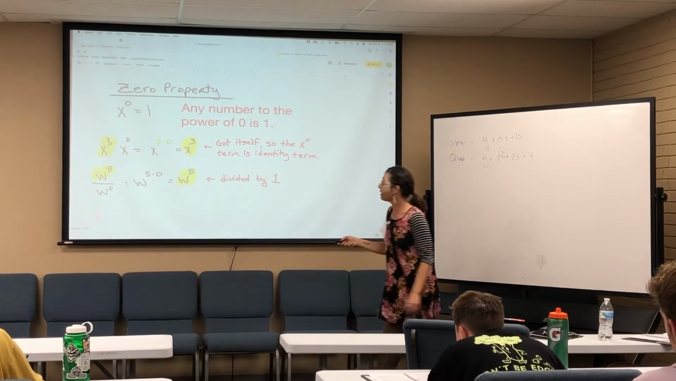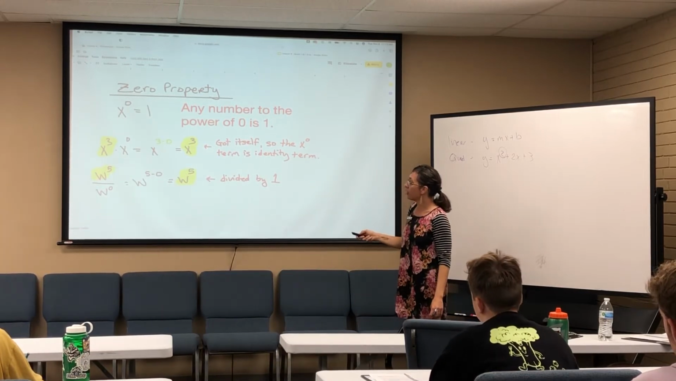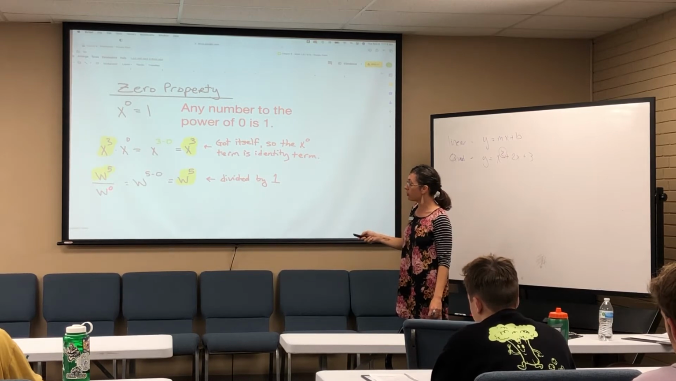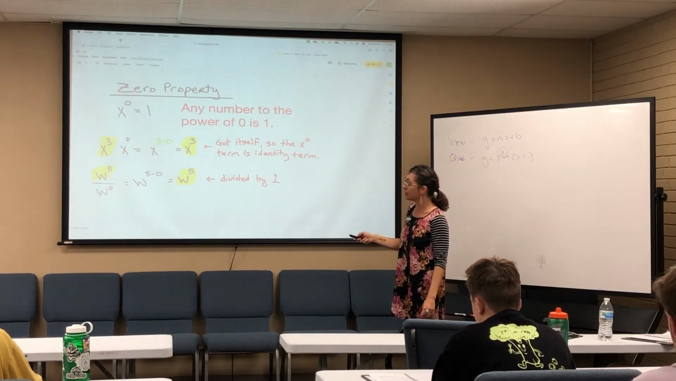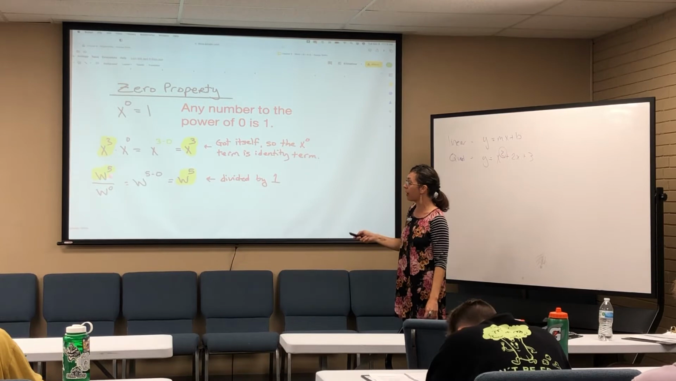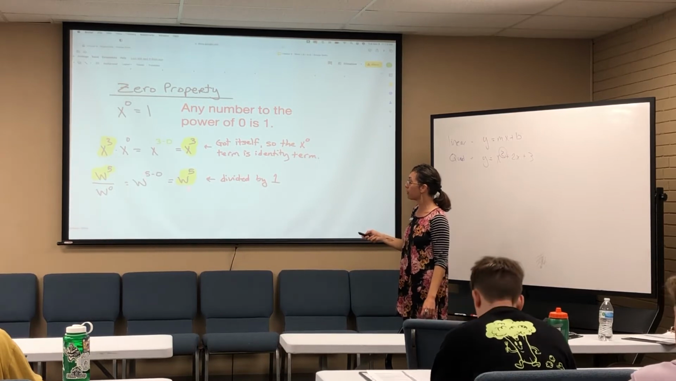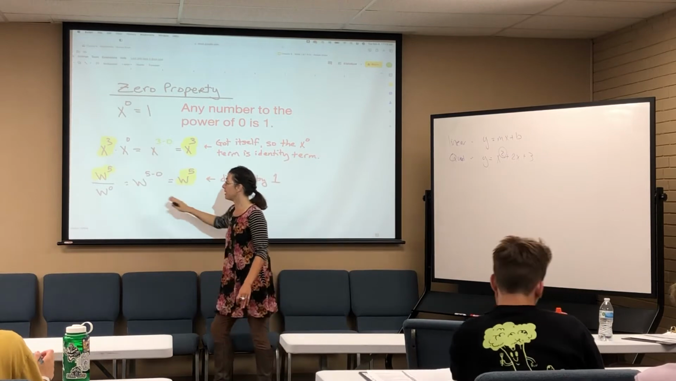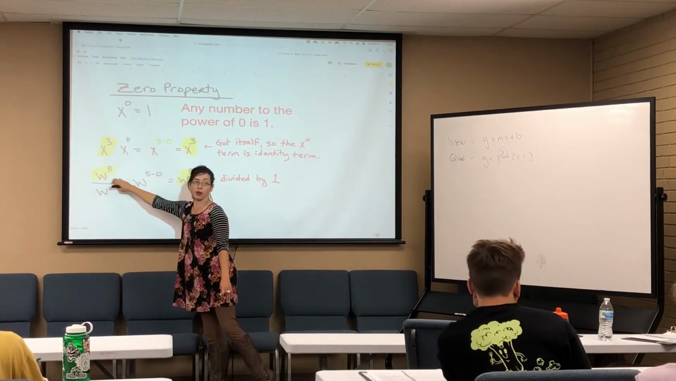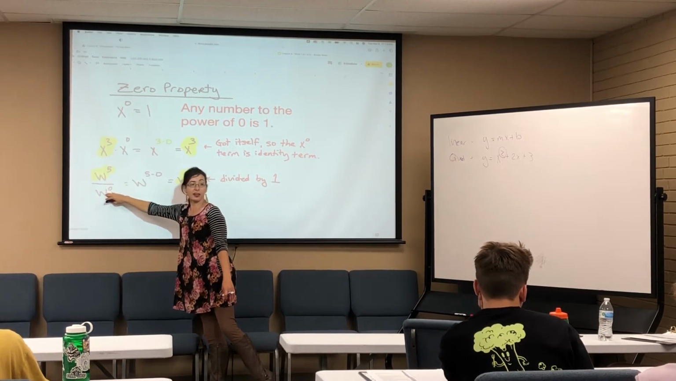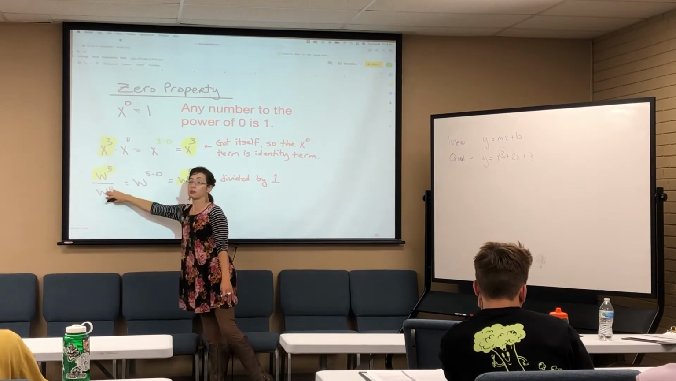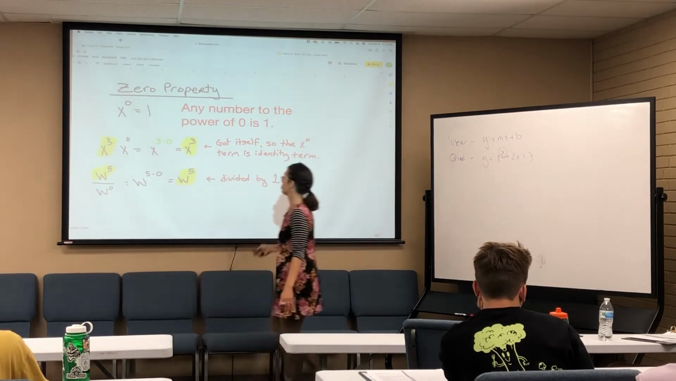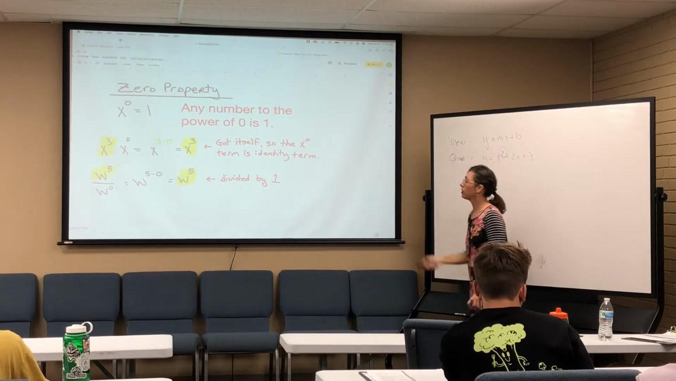Okay? In the same way, if we were dividing w to the 5 over w to the 0, I know my rule says that I have to subtract my exponents. 5 minus 0 is 5. So again, I ended up with the identity. So what can I divide a number by to get itself? The number 1. So these are the proofs of why x to the 0 is 1.